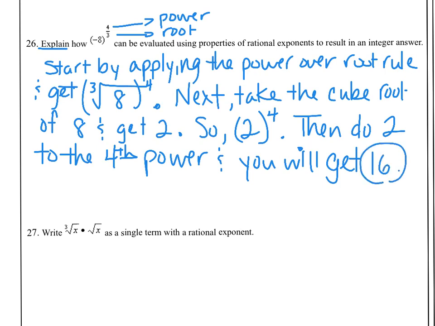So that's our answer. Okay, now you can do it different ways. I'm just giving you one way. All right, explain means in words. You can't just say, oh, I took negative 8, I put it in my calculator and raised it to the 4/3 power and I got 16. That's not explaining. You won't get any credit for that. Okay, so try to be thorough with your explanation.